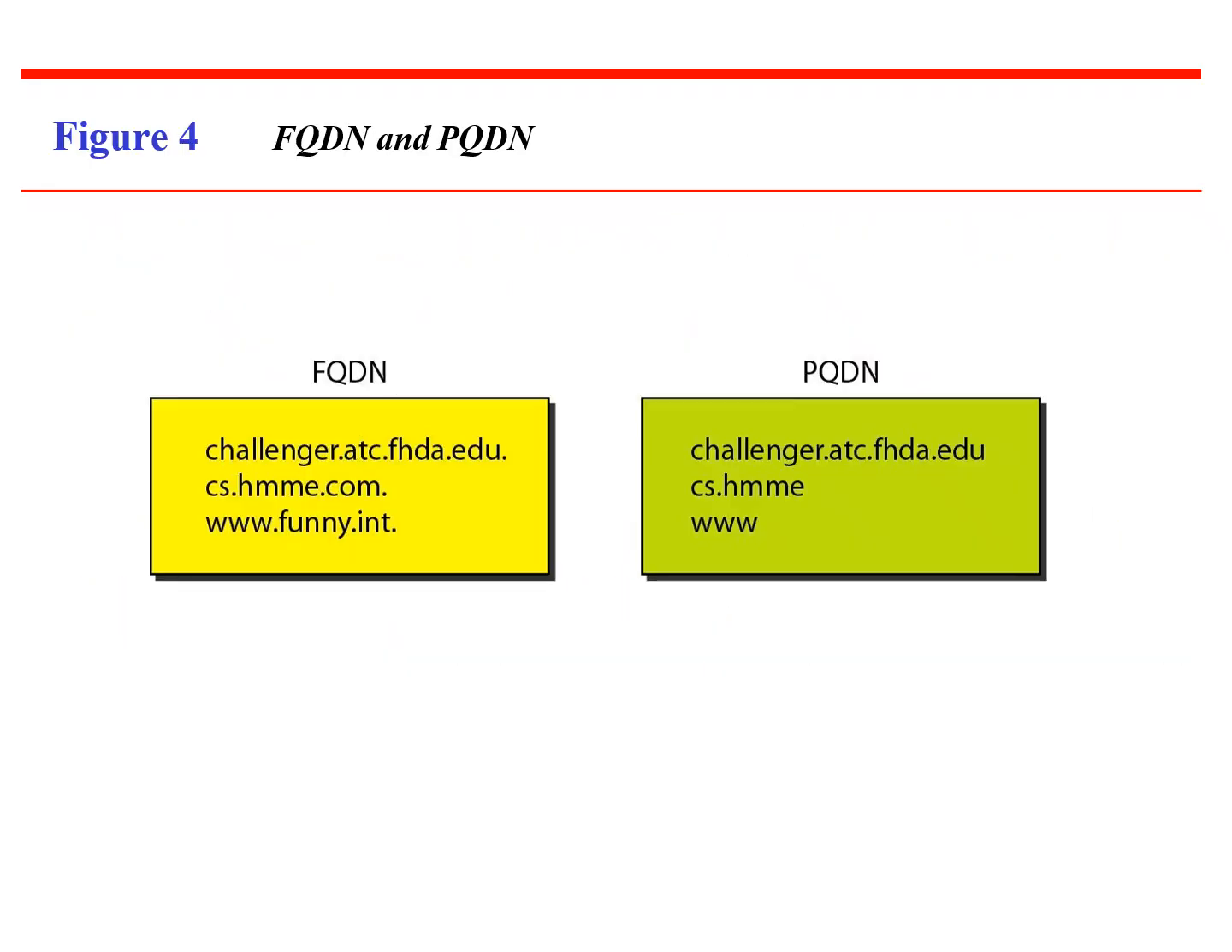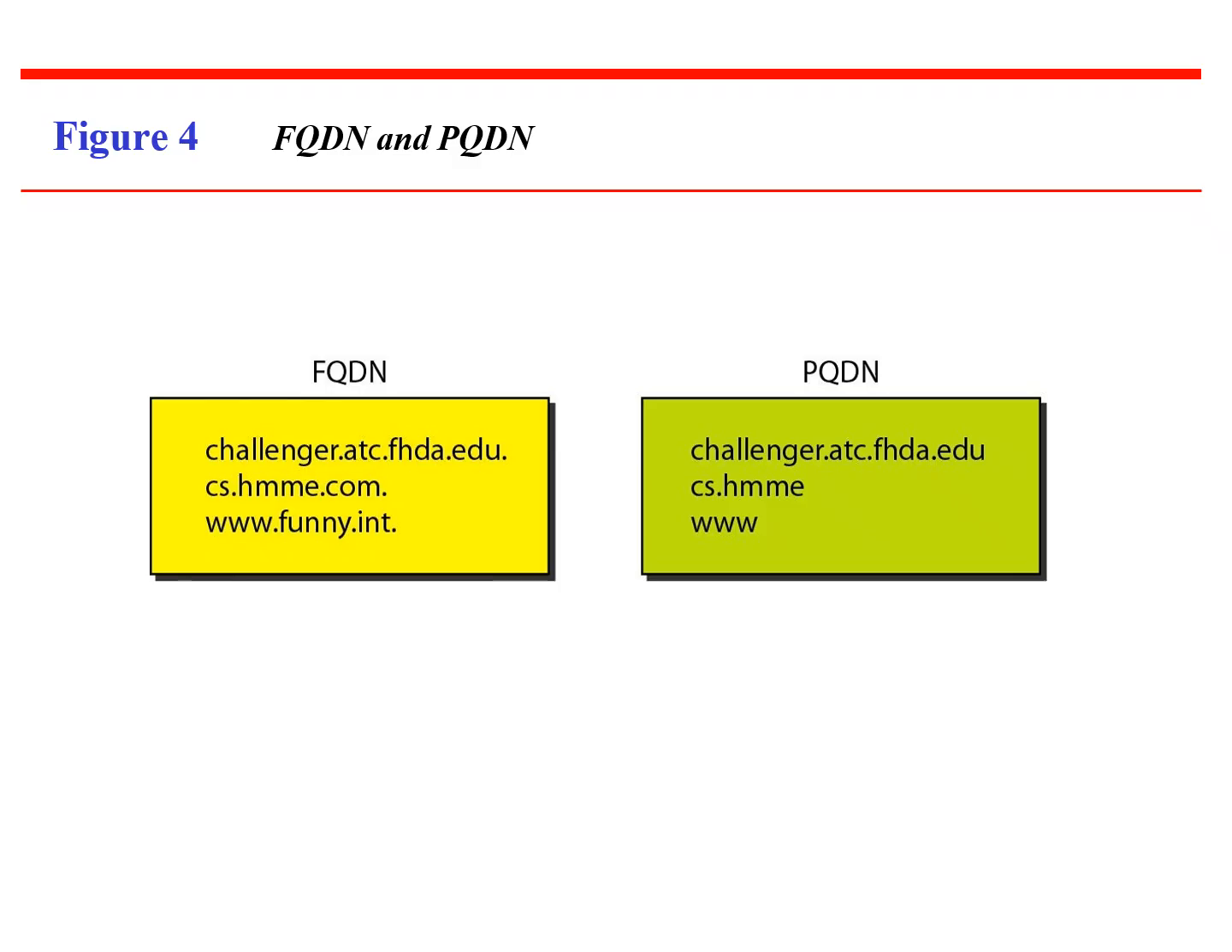Let us look at this example. Here they have shown the difference between a fully qualified domain name and a partially qualified domain name. As I already told you, a fully qualified domain name has to end with a dot. If you look at this, challenger.atc.fhda.edu. and www.funny.int. always end with the dot.